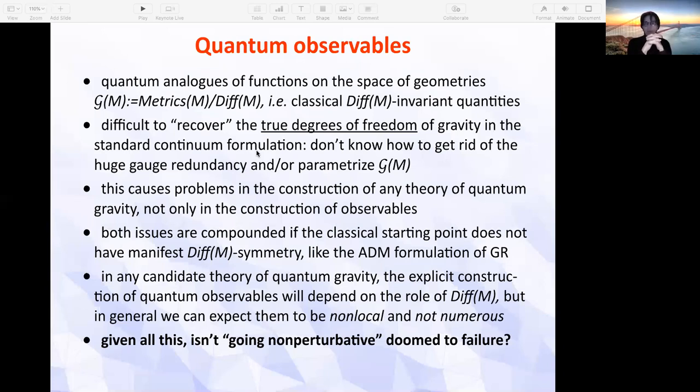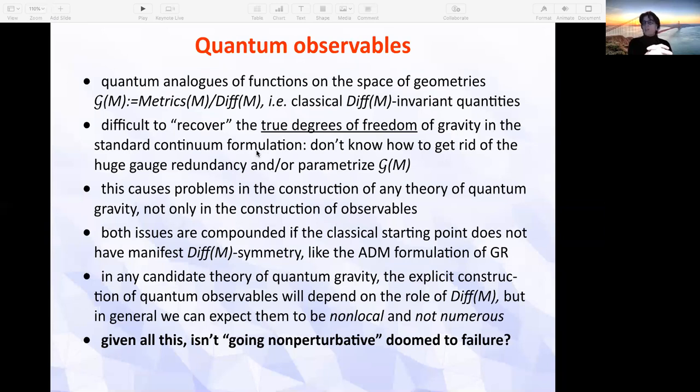Now, the problem of observables is compounded whenever you take as a classical starting point of your quantum theory a formulation where the diffeomorphism symmetry, diff M, M being the four-dimensional space-time, is not manifest. A very important example is the classical ADM formulation of general relativity, where you perform an arbitrary 3+1 split, and you then no longer have as a symmetry algebra the algebra of the diffeomorphism group, but instead the infamous Dirac algebra. And of course, it has consequences for how you define observables, and you have to contend with the whole paraphernalia of Dirac constraint systems classically, but then also in some quantum version. That's not what I will be talking about today.